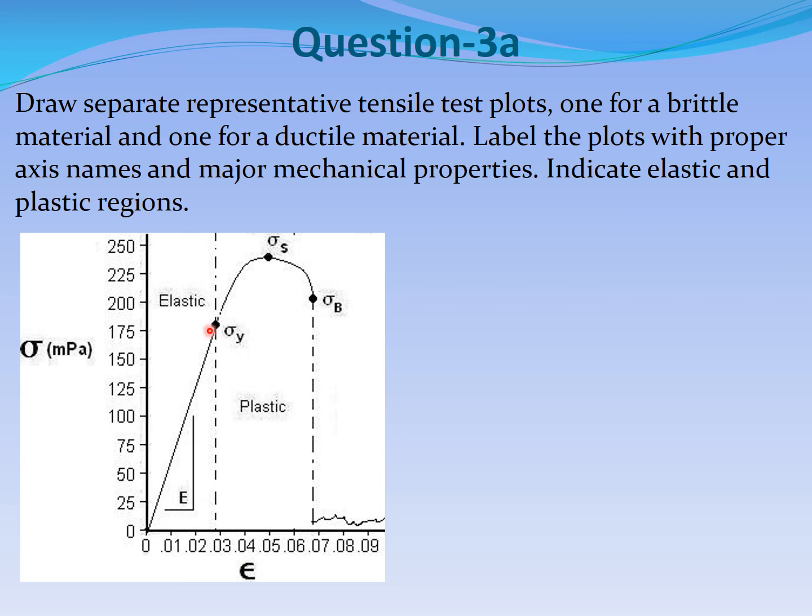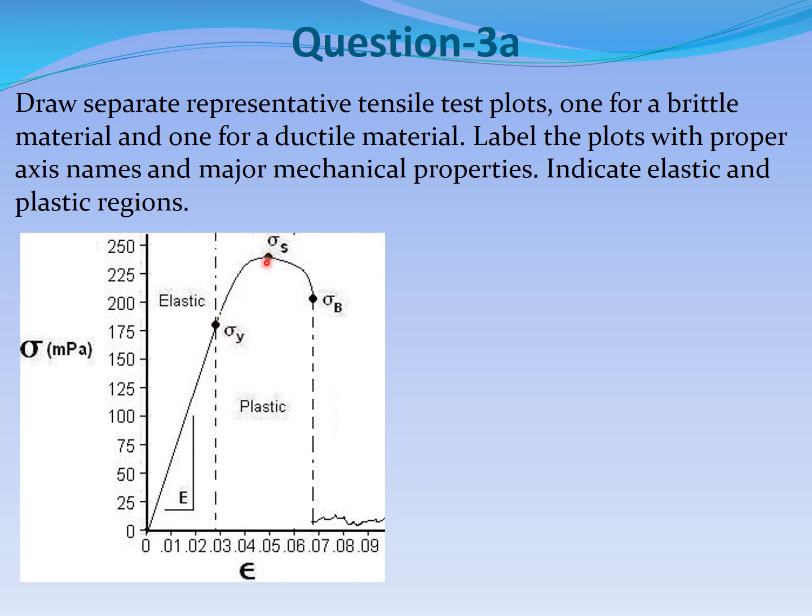Now we know that in the straight line region, from 0 till here is the elastic region, because the straight line ends at the elastic region, and after this everything is plastic. So if you draw this line and say to the left of it is elastic, to the right of it is plastic, then one part is covered. And the slope of this line is E, the modulus of elasticity or the Young's modulus.